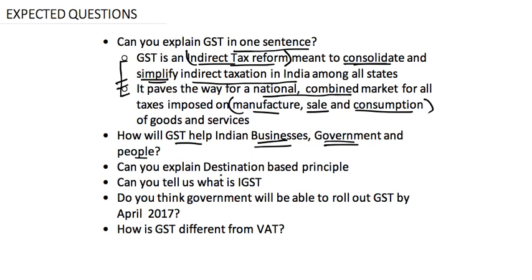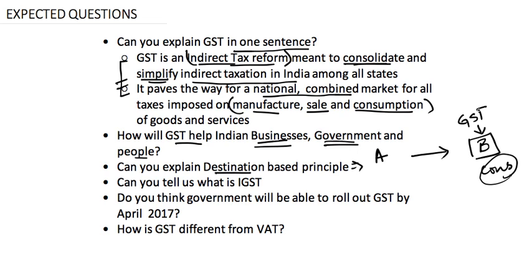Can you explain the destination based principle? The destination based principle has been introduced in GST. This means that if there are two states, state A and state B, and a good moves from A to B, then GST will be paid to state B, which is the state where the good finally arrives and is consumed. So a good or a service will be taxed by the importing state.